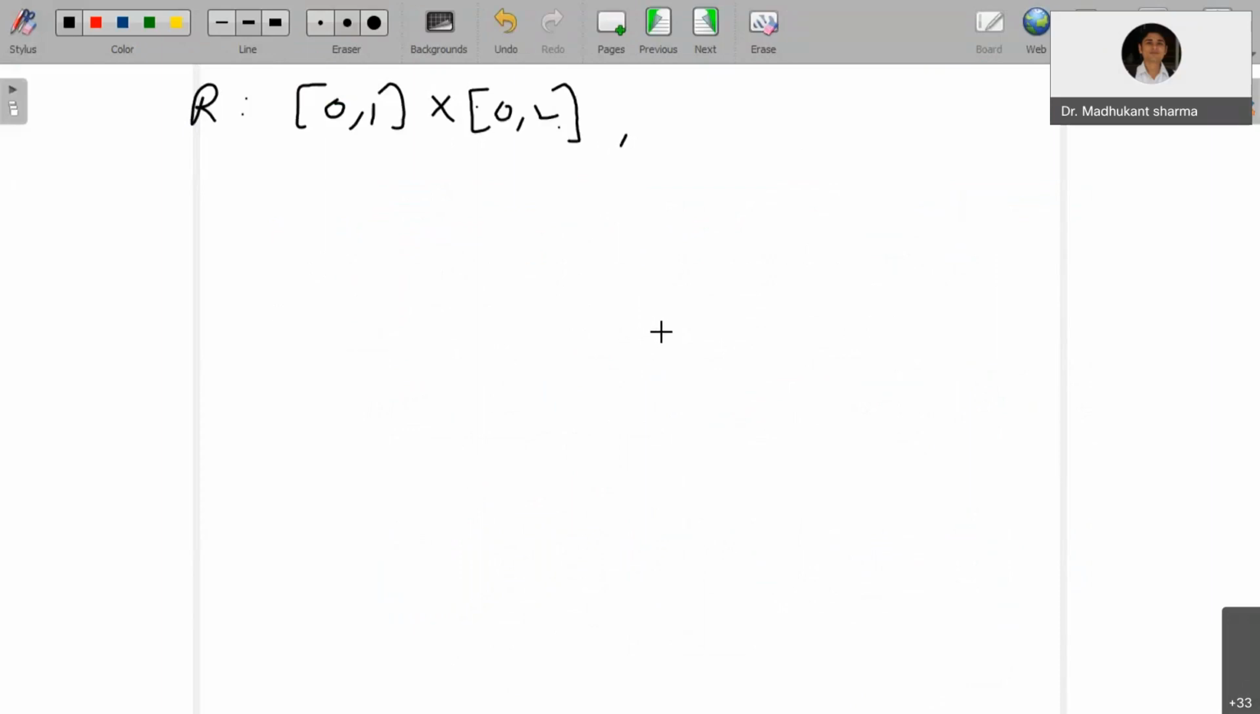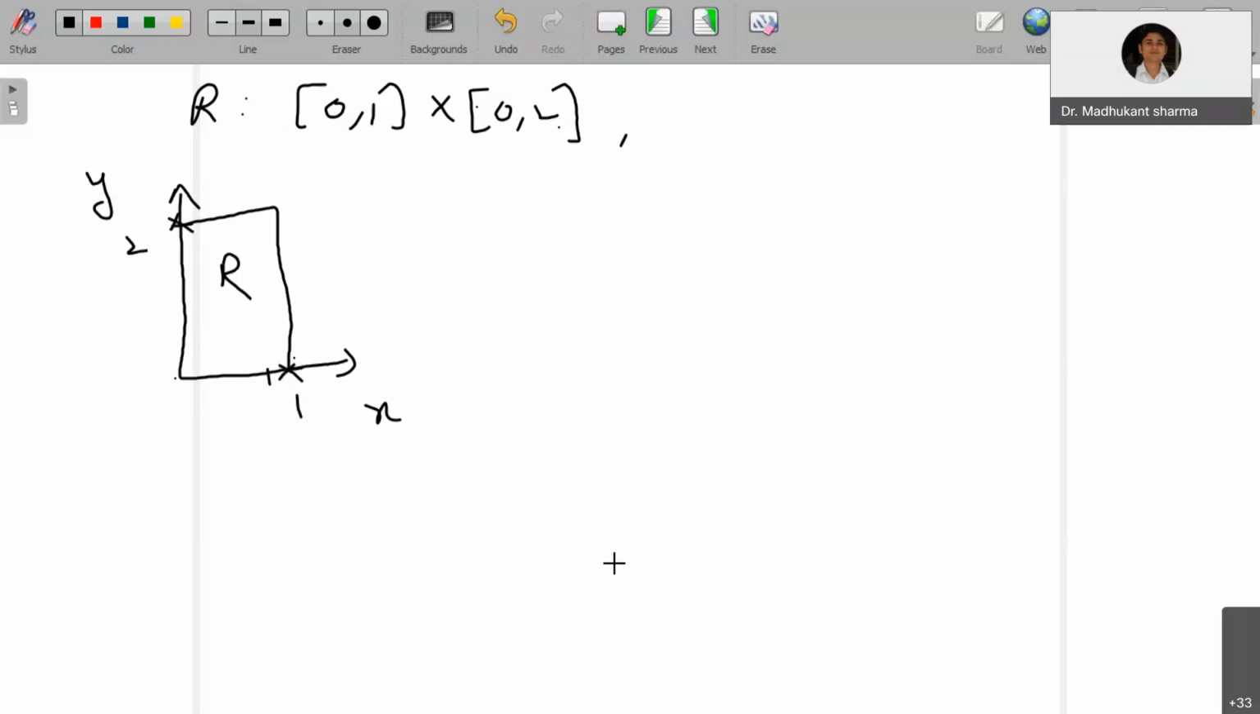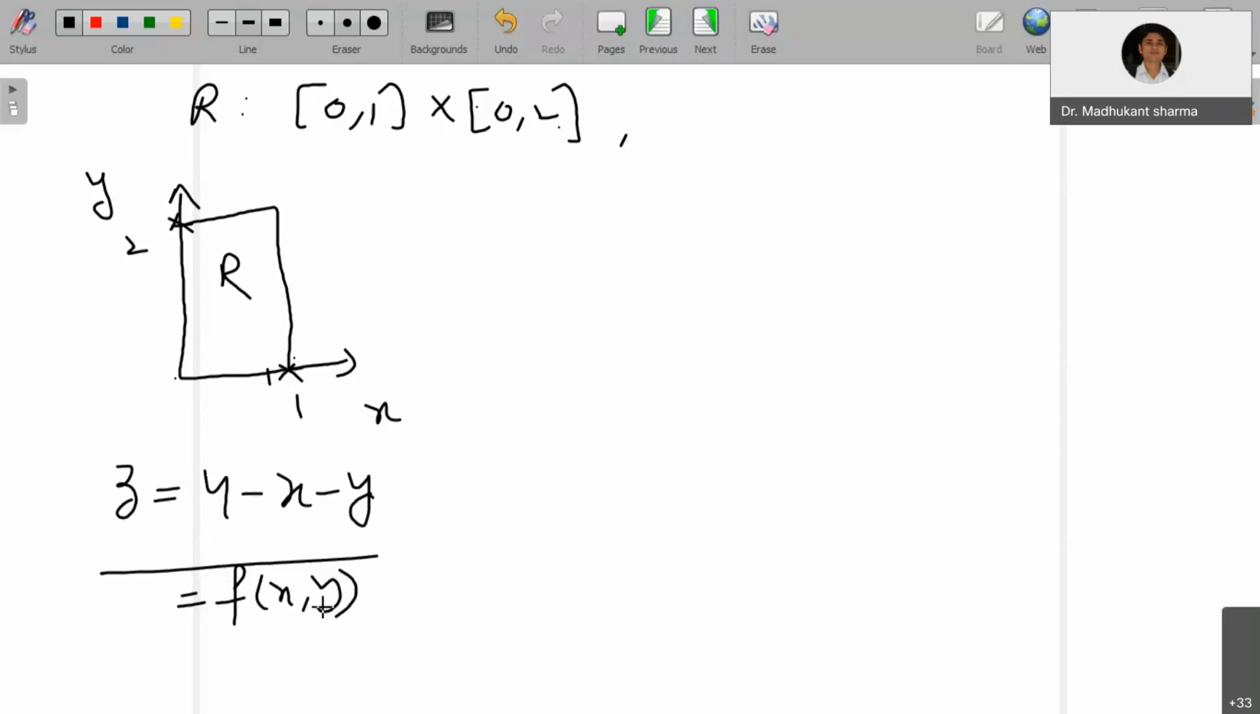In the xy plane, x varies from 0 to 1 and y varies from 0 to 2. So this is going to be the rectangle R, where this is 1 and this is 2. And you have the equation of the surface, z equals 4 minus x minus y, z equals f of x comma y. Again, try to identify the volume.